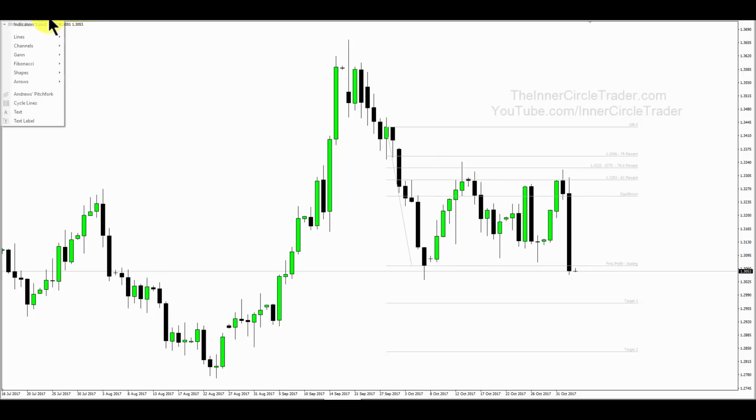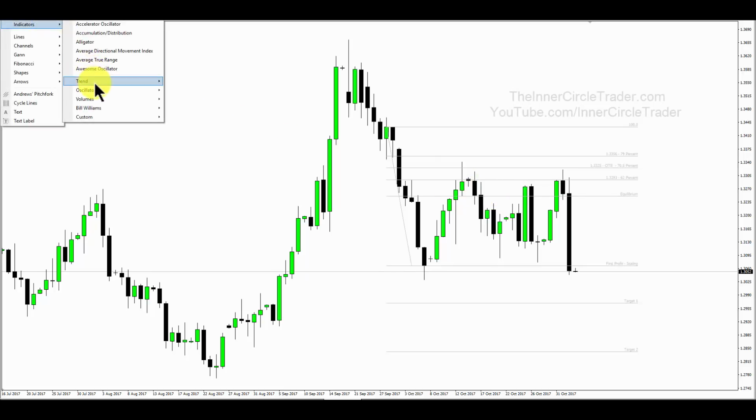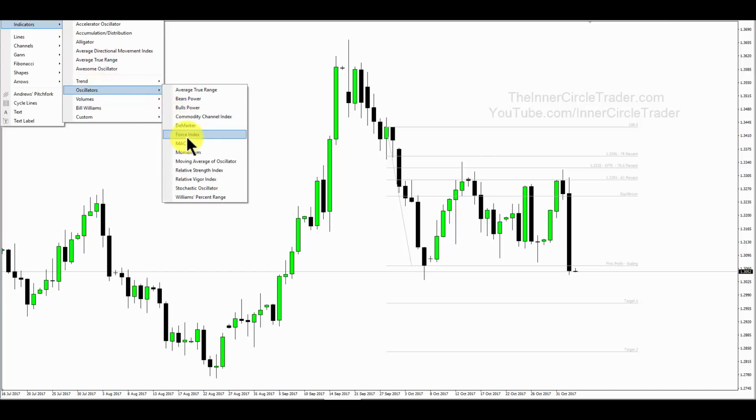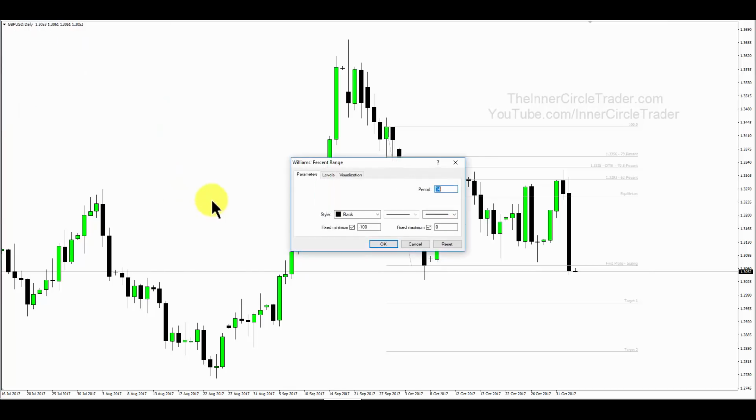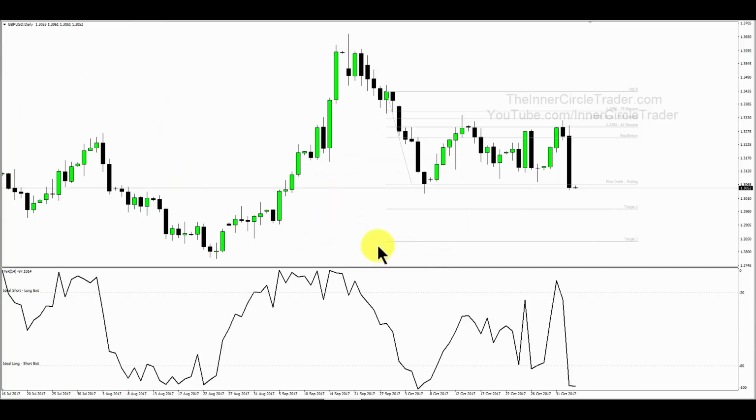Just for spits and giggles, I'll go Williams percent R. We haven't used this in a while. There you go. We're overbought, and there you go. But we didn't need to have this stuff down here to see that we're inside of a range and we're on the top side of it. So again, indicators not necessary.